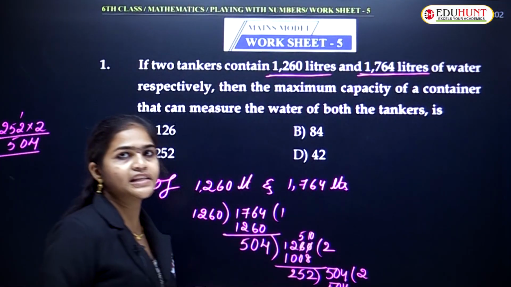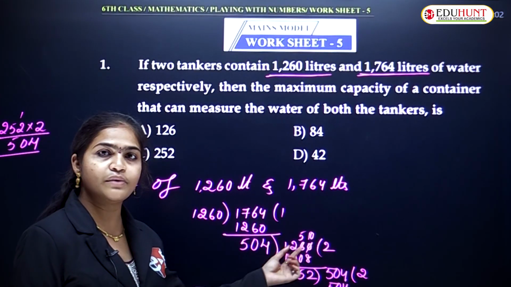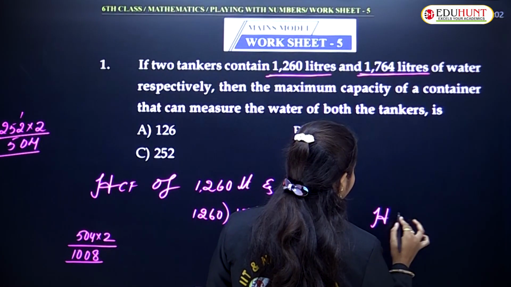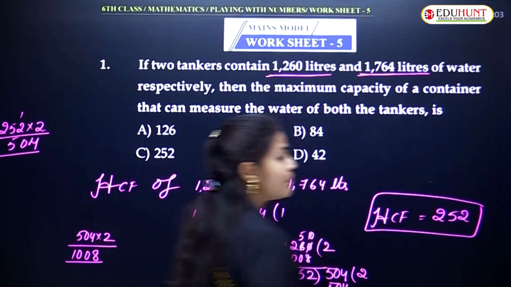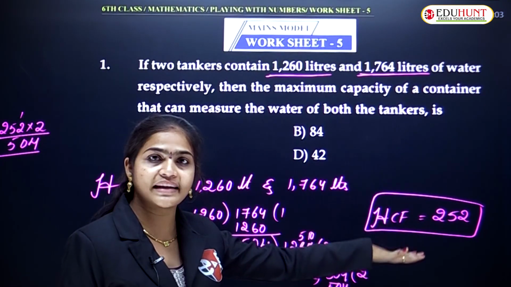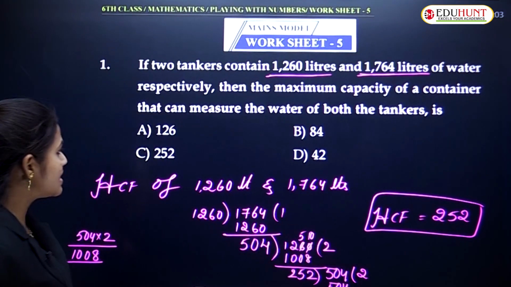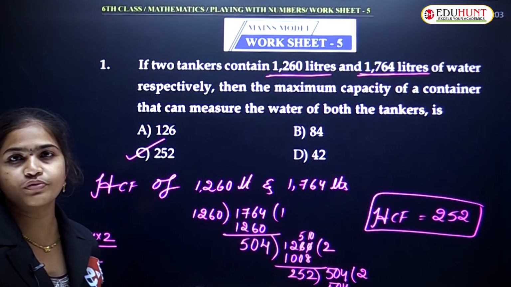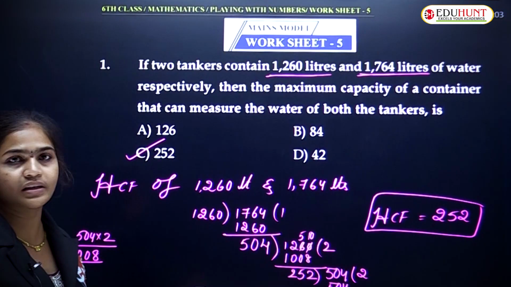So 504 minus 504, what do we get? The remainder is 0. Then what is the divisor here? 252. So the HCF here is 252. So what is the maximum capacity of the container? The container should have a capacity of 252 liters. Understood? So this is the answer. What is the correct option? Option C is correct, that is 252 liters. Understand? Just try to write the working of this question.